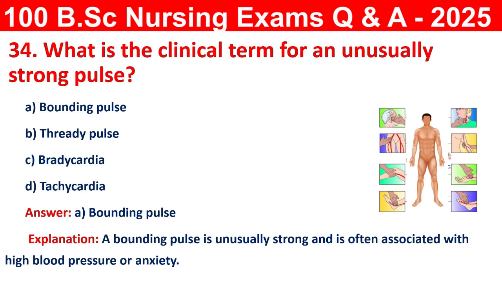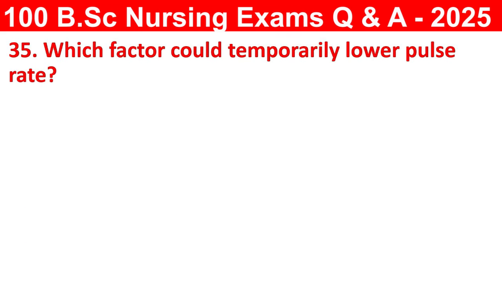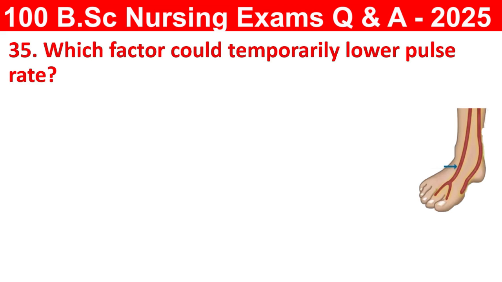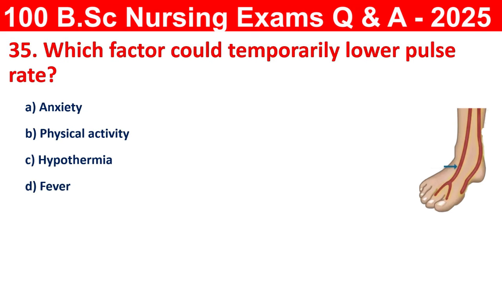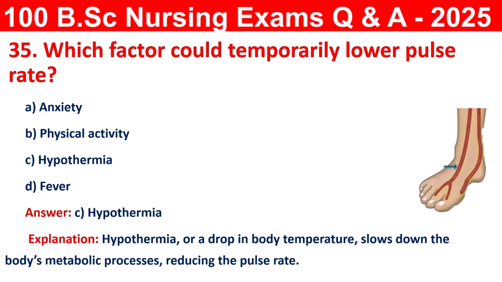Question number 35. Which factor could temporarily lower pulse rate? Your options are anxiety, physical activity, hypothermia, or fever. The correct answer is C, that is hypothermia. Hypothermia, or a drop in body temperature, slows down the body's metabolic processes, reducing the pulse rate.